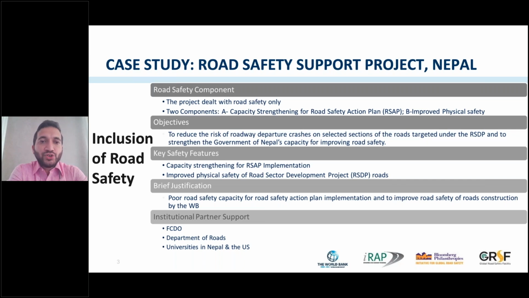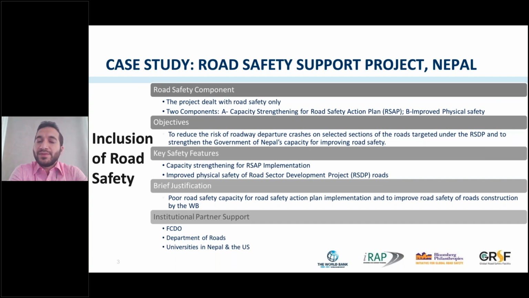The project started in June 15 and was completed within 2 years. The project cost $7.5 million US. The project had 2 components. The first one was the capacity strengthening of the government in the implementation of the Road Safety Action Plan, which was developed in 2013 with the help of a World Bank project. The second component was improving the physical safety of that 750-kilometer road.